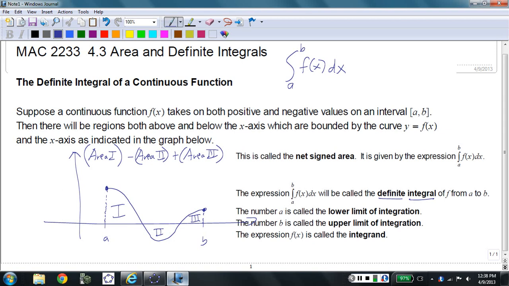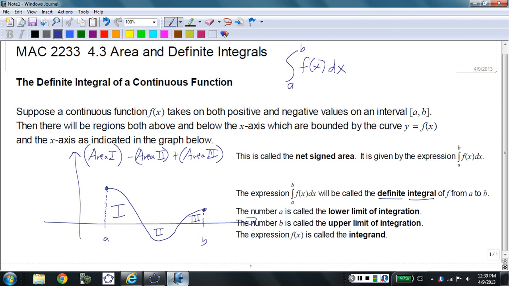And if we evaluate this, basically, if it doesn't have a little a and a little b, the limits of integration, it's going to give us a function, an antiderivative that we can take the derivative of to get this. But if I put the little a and the little b on it, it doesn't correspond to a function. It corresponds to a number, a value.